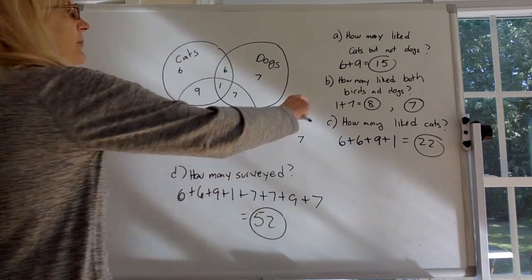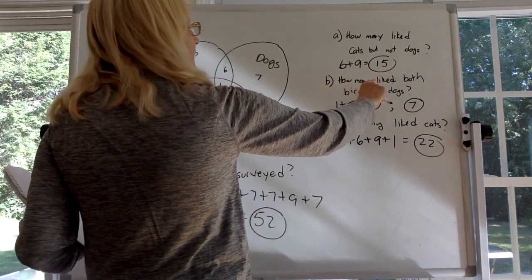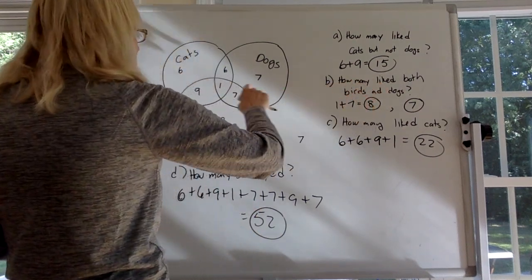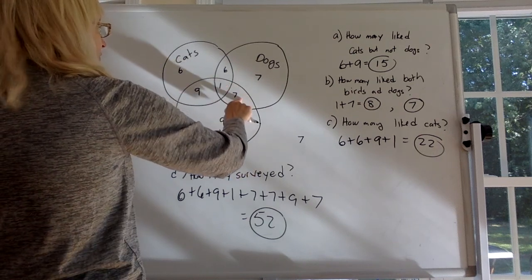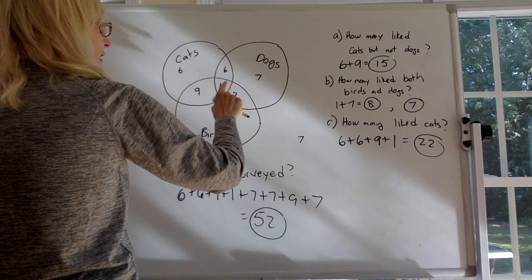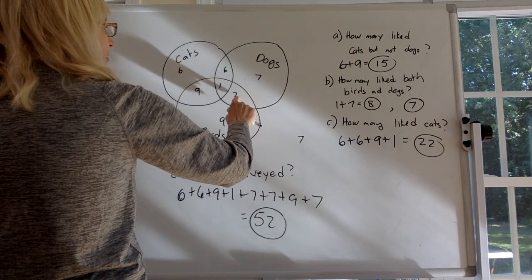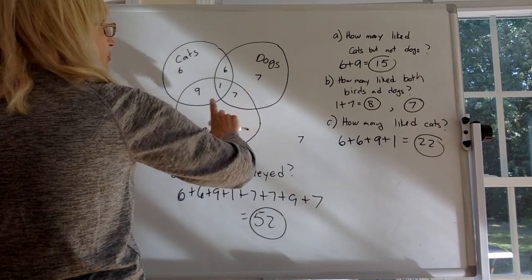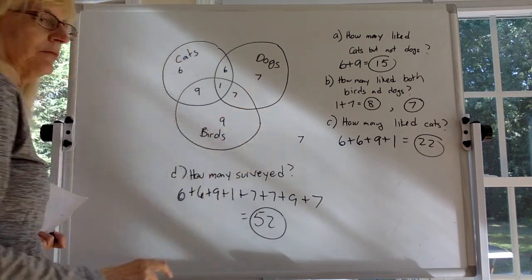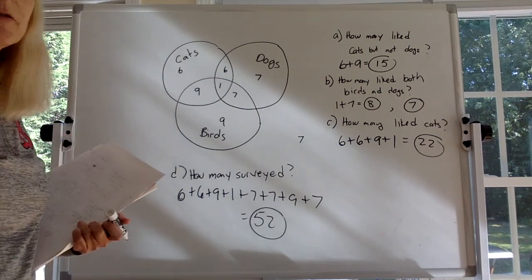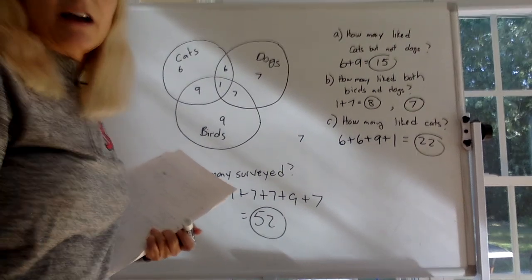So the only one I would be careful with is how to interpret how many like both birds and dogs. I thought it would be 1 plus 7, but I think the answer was 7 because the way they interpret it is they only like birds and dogs. Okay? So give it a shot, see how it goes. I hope that helped.